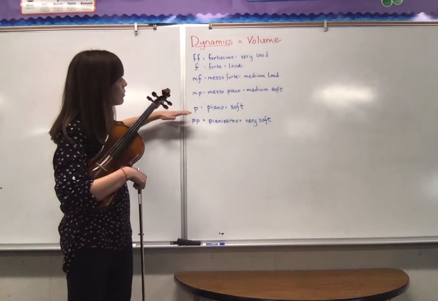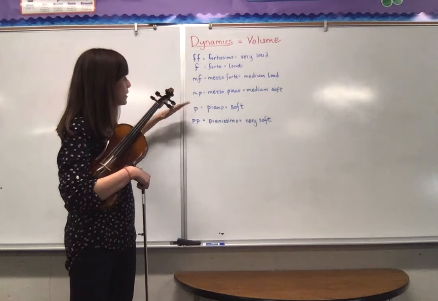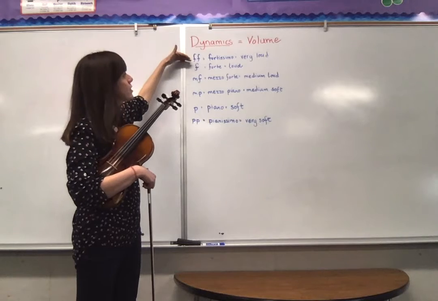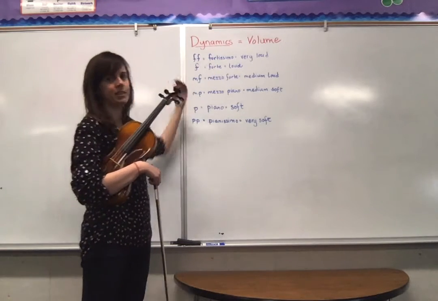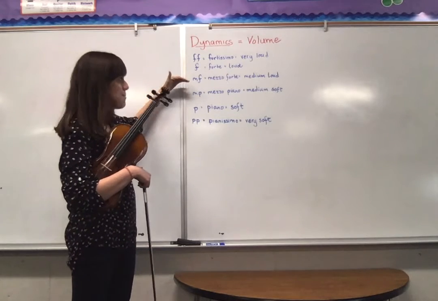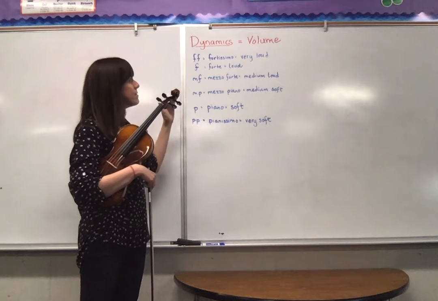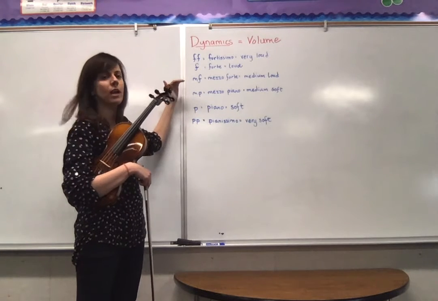And then we have within our spectrum these different versions of forte and piano. So we have two Fs, which means fortissimo, very loud. So even a louder dynamic than loud. And then MF, which is medium loud, mezzo forte. It's not quite as strong as forte, but it's just one notch below.